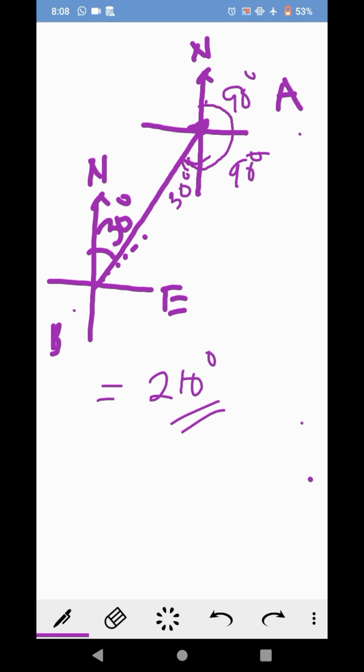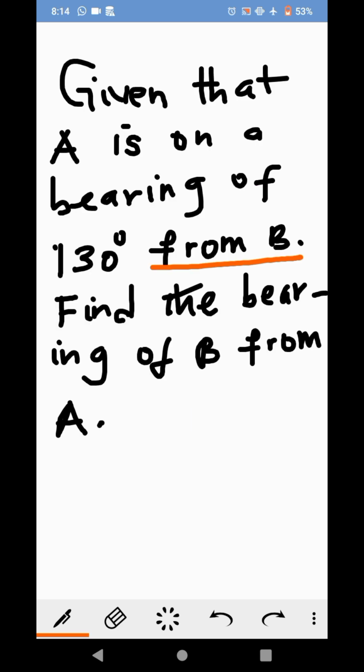Let's look at another example. The problem before us reads: given that A is on a bearing of 130 degrees from B, find the bearing of B from A. Like you can see, B is the reference point, so we're going to draw the bearing of B, and from there we can locate the direction of A. All right, so let's go over there and draw.